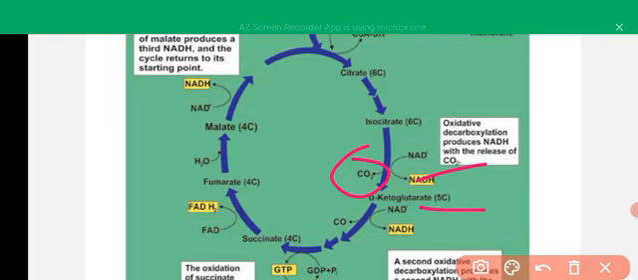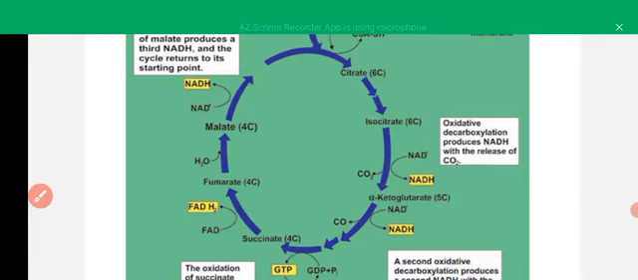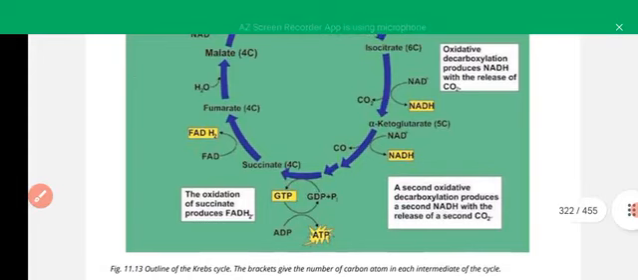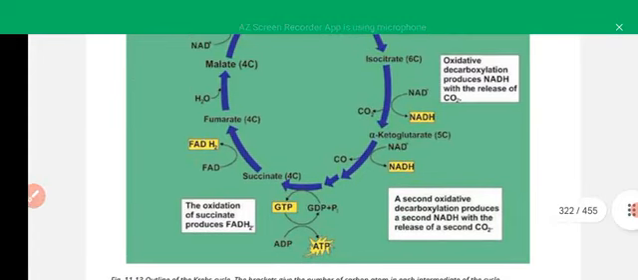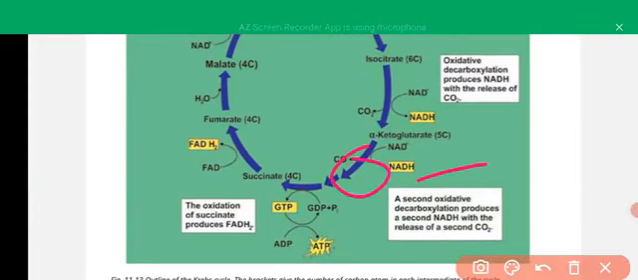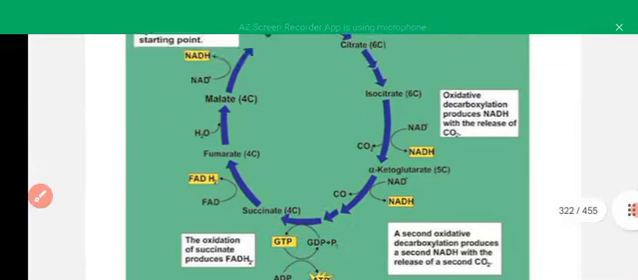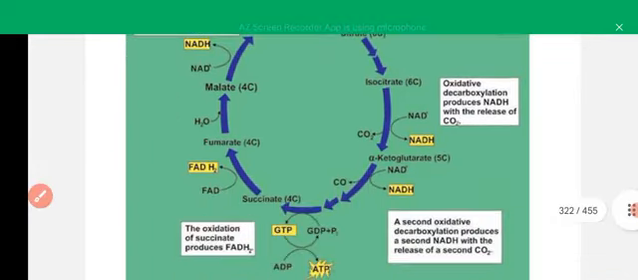Then the same step is repeated with it, and it is converted into a 4 carbon compound, succinate. Meanwhile, in this series of reactions, GDP plus phosphate is converted into GTP, and when GTP is converted again, ADP is converted into ATP, and one ATP molecule is produced.